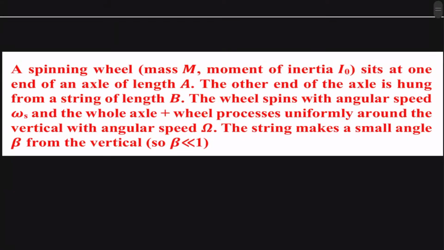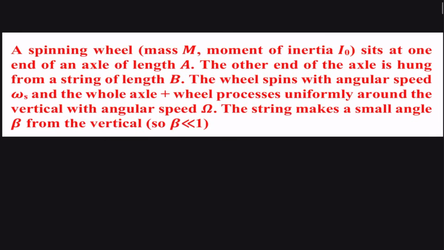Hello friends. So today we are going to discuss 5 questions, and in this first question it states that a spinning wheel, mass m, moment of inertia I naught, sits at one end of an axle of length a.